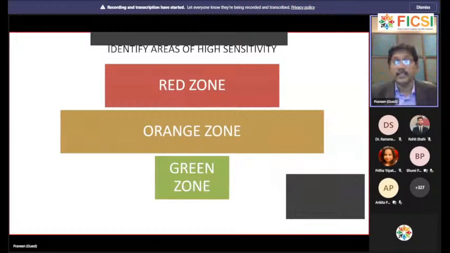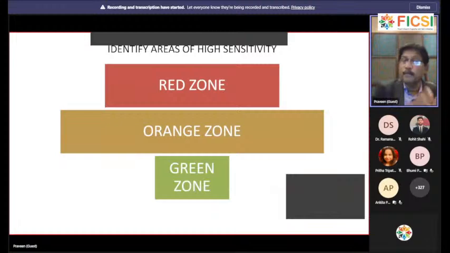Your orange zones are your administrative areas, the accounts department or other places where administrative work is done, and the green zone may be your parking area or your garden. So we have to understand how to demarcate these areas so that you tell about the sensitivity of these areas and apprise the pest control person on what you expect.